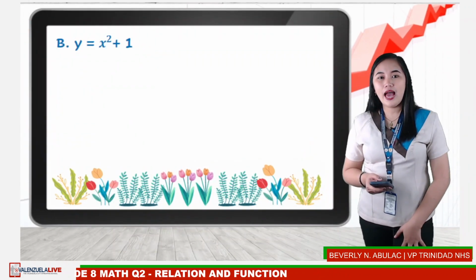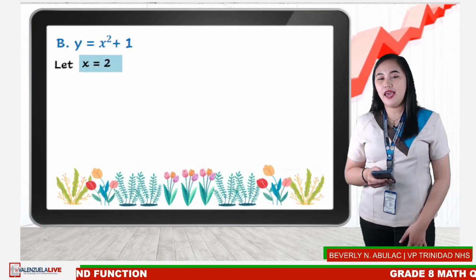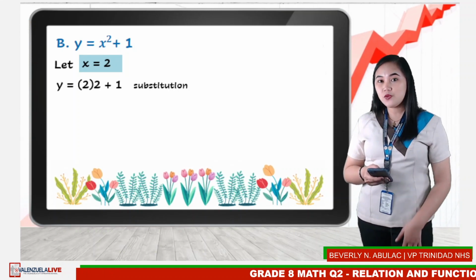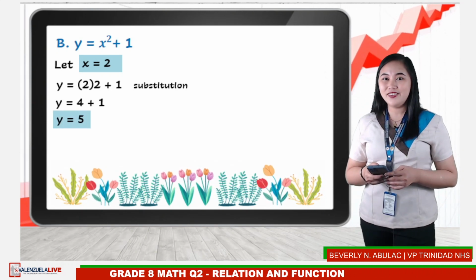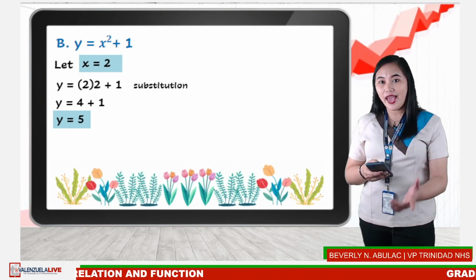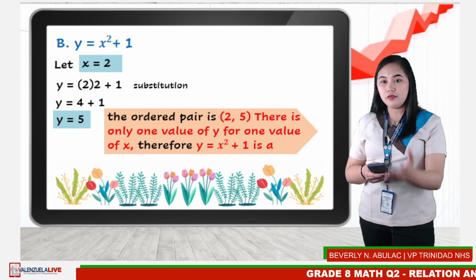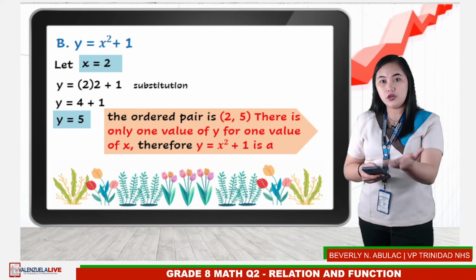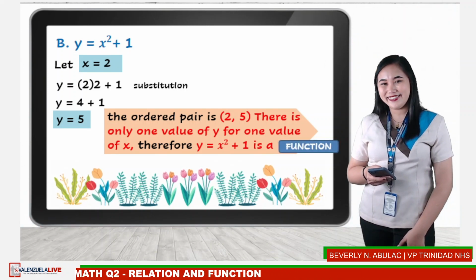Letter B, we have y is equals x squared plus 1. Now again, let us take x is equals 2. Then substitute this value of x to y is equals x squared plus 1. Then we have y is equals 2 times 2 plus 1. Then we have y is equals to 4 plus 1 and y is equals 5. So the ordered pair is (2, 5). There is only one value of y for one value of x. So therefore, y is equals x squared plus 1 is a function.